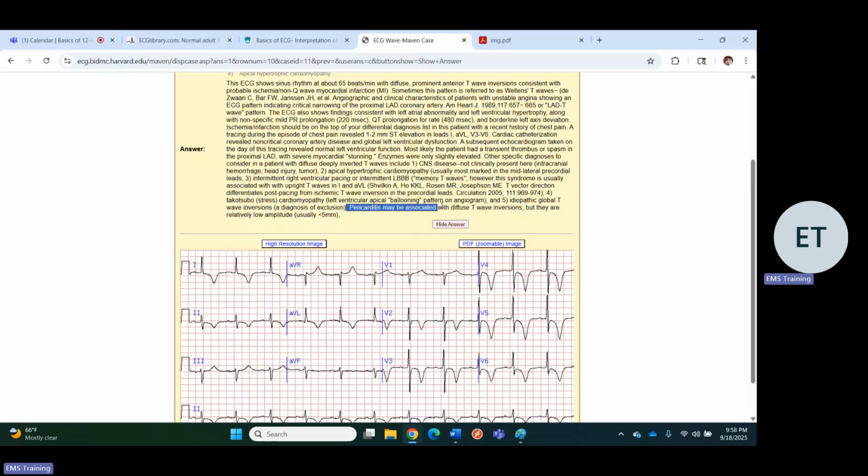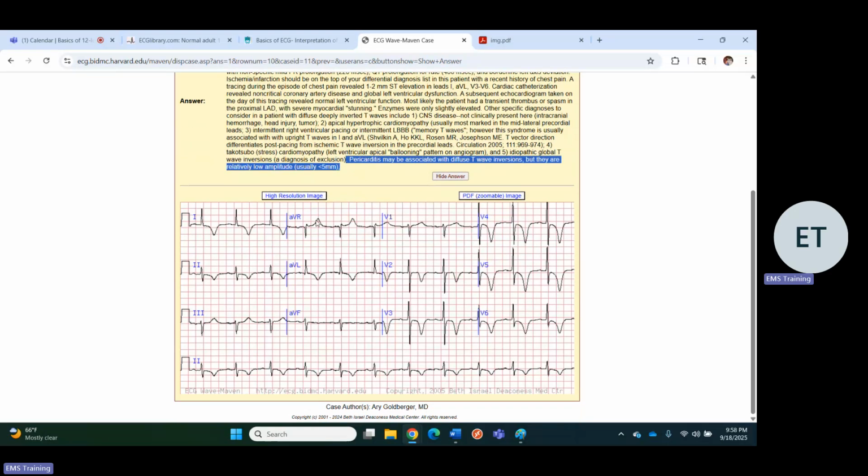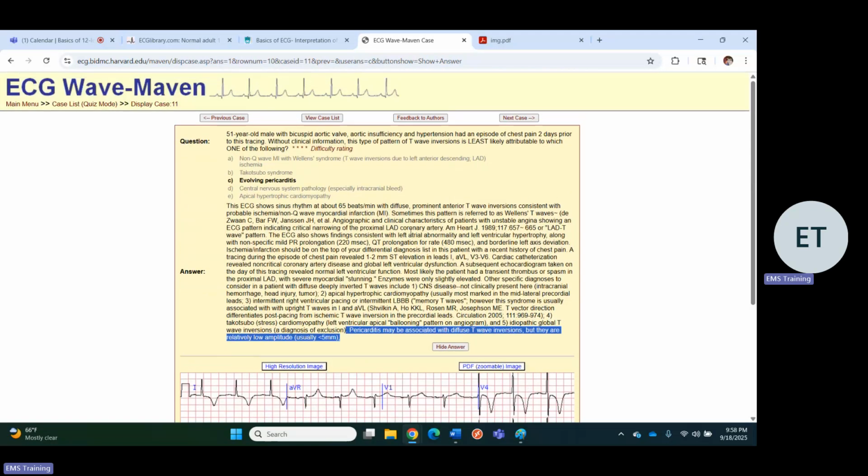Pericarditis may be associated with diffuse T-wave inversions, but they are relatively low amplitude. Yeah, that is true. Some slight ST-T changes, but definitely nothing this deep. Cool. That was a fun one.